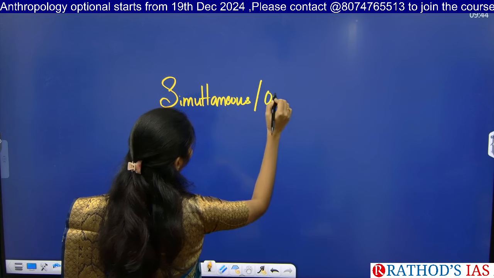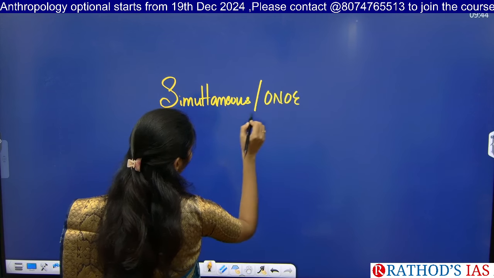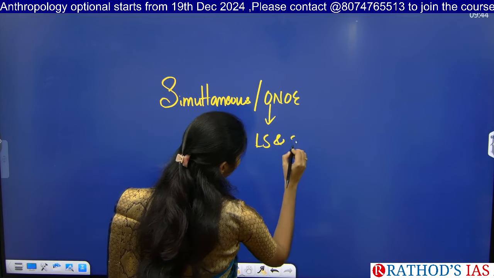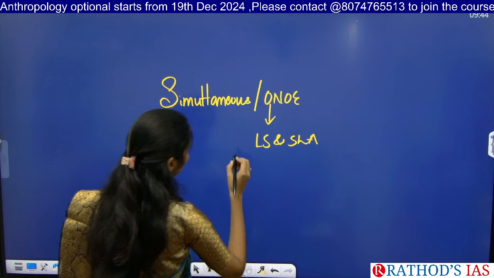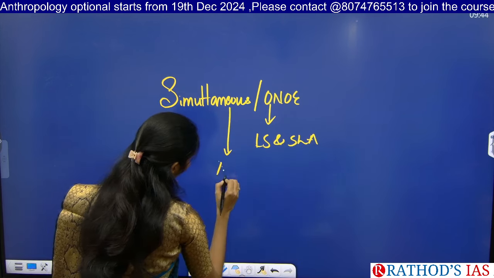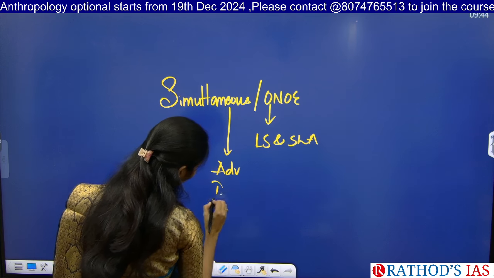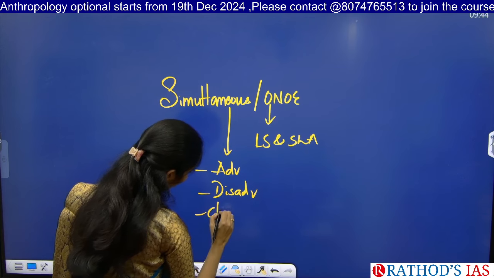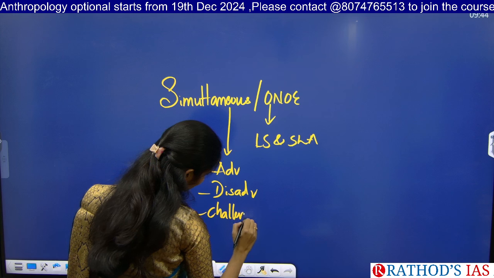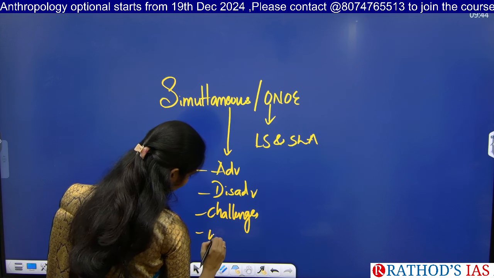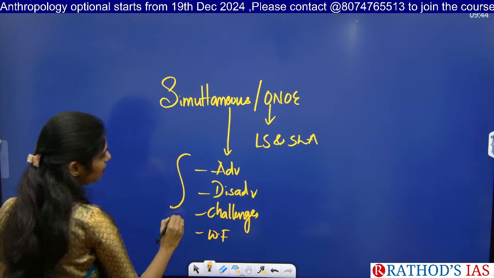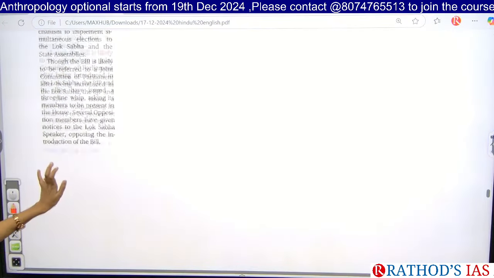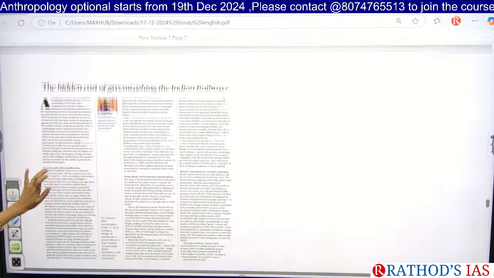Simultaneous elections is called one nation, one election. That means we are going for elections for Lok Sabha and state legislative assemblies together. You have to see what the advantages and disadvantages are, what challenges we have, and what the way forward is. We already had discussions on this topic in our earlier classes, so just revise that. And see this article.